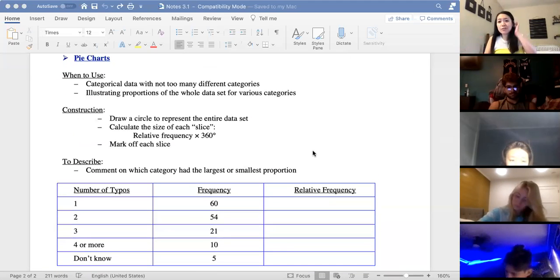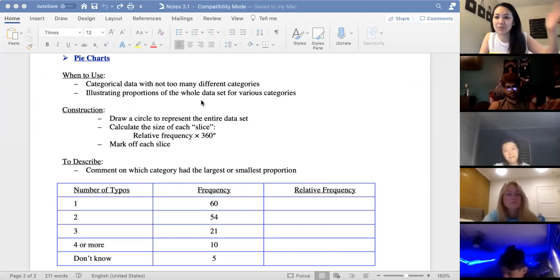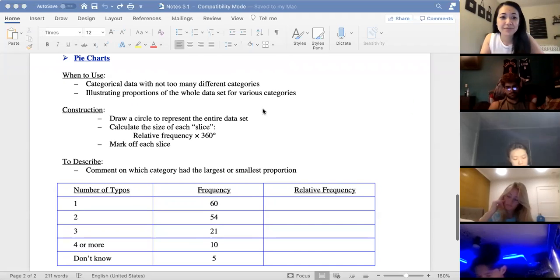So this is the one you guys are familiar with. So I'm not going to go too much into it. Basically, though, categorical data and useful to illustrate proportions of a whole piece, right? So if you want to know what percent of the whole of parents said that they wanted their child to be more than 1,000 miles away, a pie chart would be really great. You can see how big of a slice that group is.